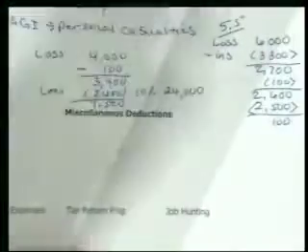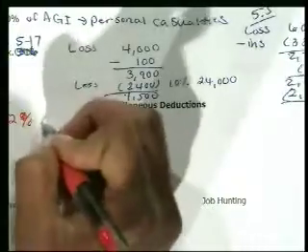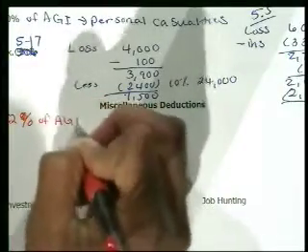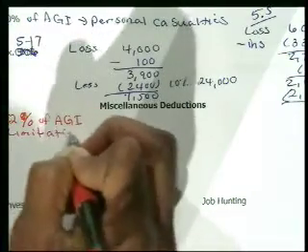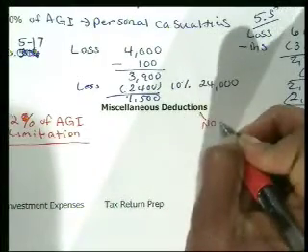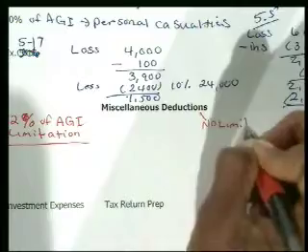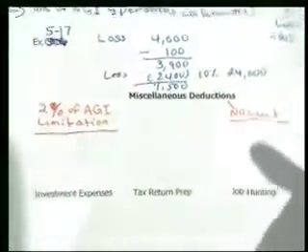Okay. We have 2 types of miscellaneous deductions that we want to look at. We have a type that is going to be limited to 2% of AGI limitation. So we have some that are going to be limited to 2% of our AGI. And then we have some that have no limit. So we have 2 that we're going to look at. 2% of our AGI. Okay.